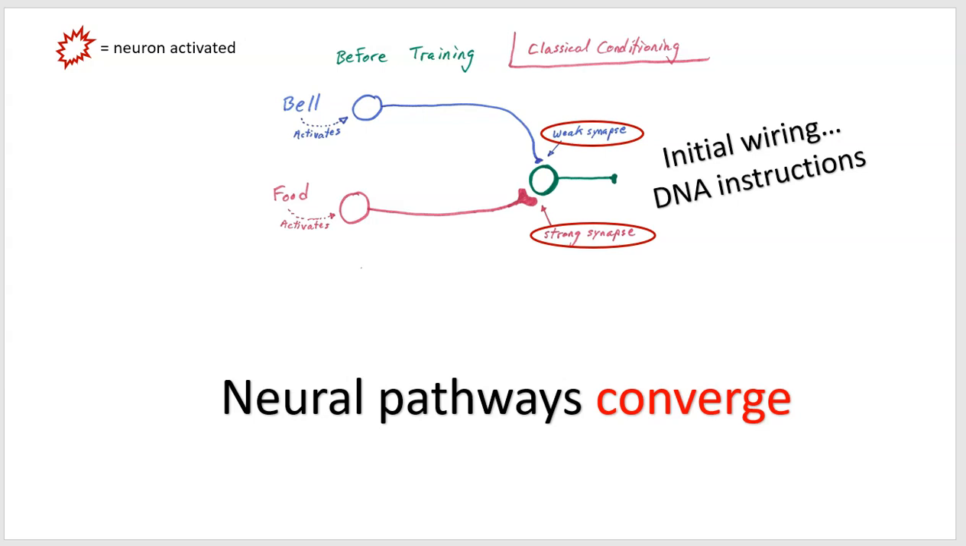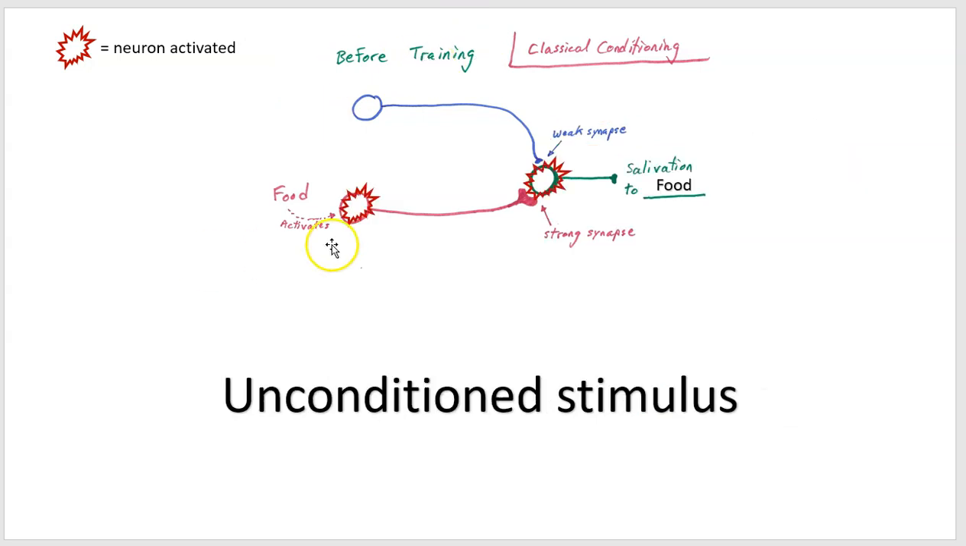Okay, so let's now take a look at what happens when the dog is prior to training. So it's a novice dog. So we go ahead and present some food, and sure enough, that's a strong synapse, so we're going to activate the target cell, and whenever the target cell is activated, we get salivation. So the food causes salivation. The unconditioned stimulus causes the unconditioned response.